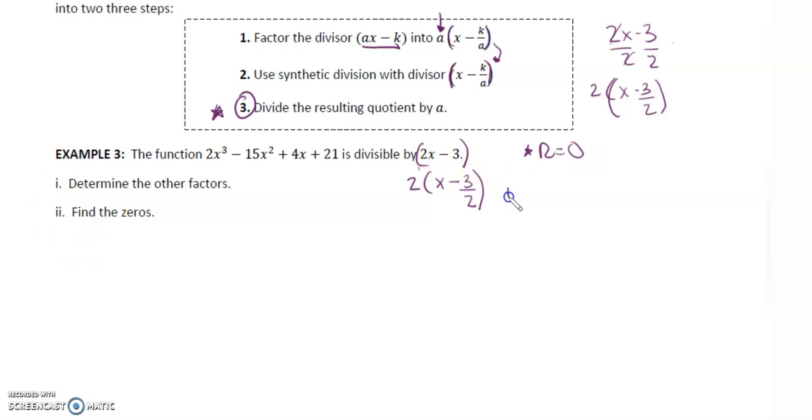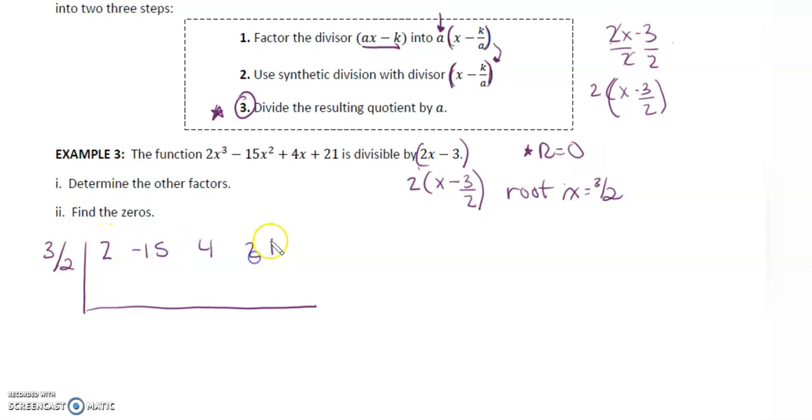So what is the root? The root is x equals 3 over 2. So 3 halves, and then we're going to put the coefficients: 2, negative 15, 4, 21. So bring down the 2. What's 3 halves times 2? Okay, side of your paper, 3 halves times 2. Well, those just cancel. I get 3. Okay, and add this. So negative 15 plus 3 is going to be negative 12.